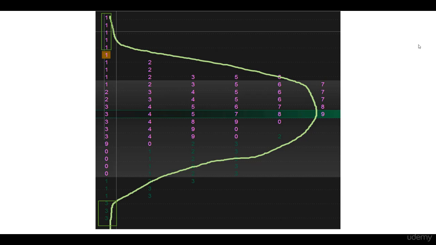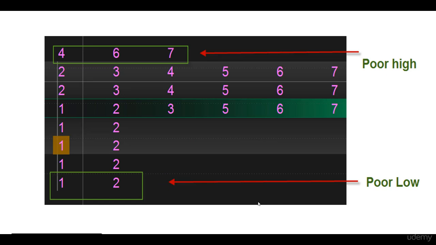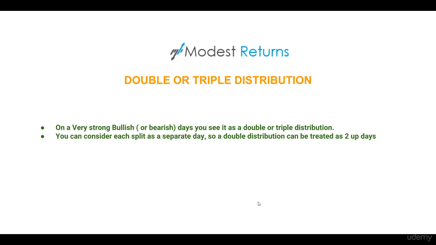We also looked at how an ideal chart should look like, what a poor high or a poor low means, and how to make that useful in our trading decisions. Now I'm going to go through double or triple distribution. First, let me show you the chart.